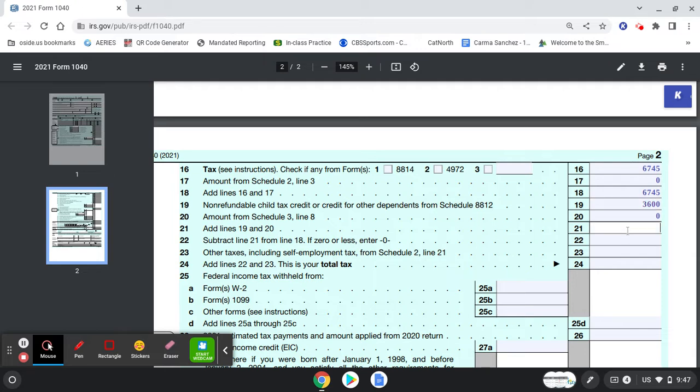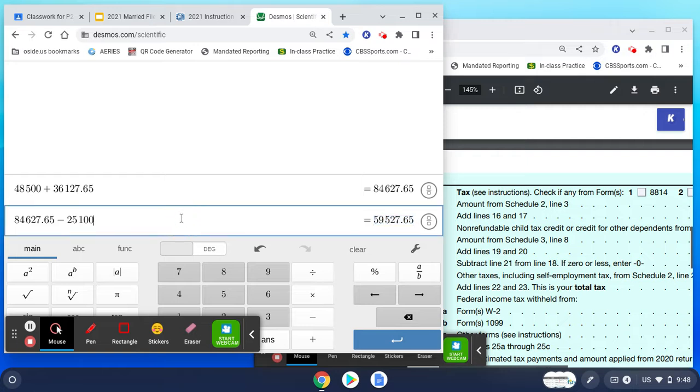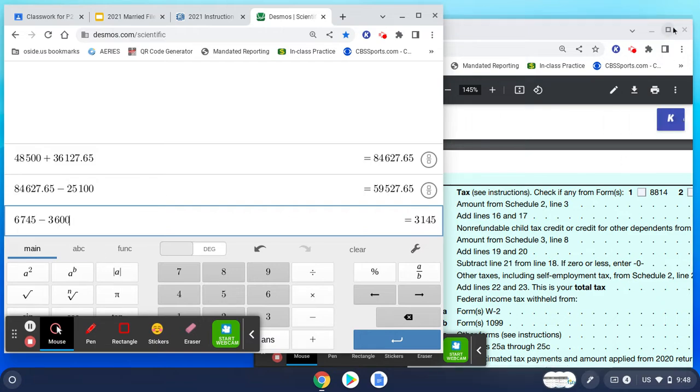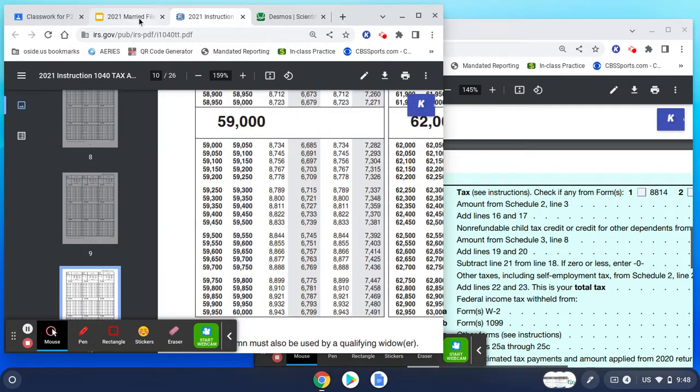So now it says to add lines 19 and 20. Subtract $3,600 from your tax amount. And boom, I automatically get that amount off my tax amount, and I only have to pay $31.45. So awesome having a kid. Any other taxes? Nope. Add 22 and 23 for your total tax that I'm supposed to pay. Now, I'm supposed to pay $31.45, but let's go see how much I actually paid into my box 2s of my W-2s.